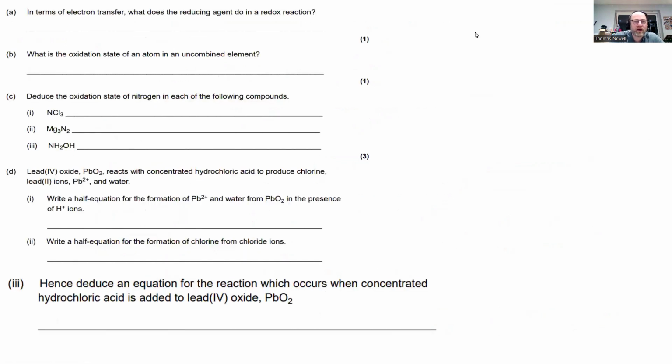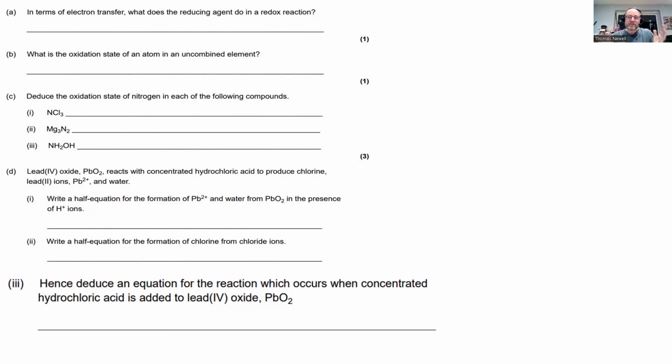Next question. In terms of electron transfer, what does the reducing agent in a redox reaction do? So what does a reducing agent do? A reducing agent reduces something else, causes something to be reduced. So itself is oxidized. So the reducing agent is oxidized, but causes something else to be reduced. So it gives electrons or donates electrons to another molecule. That's my reducing agent.